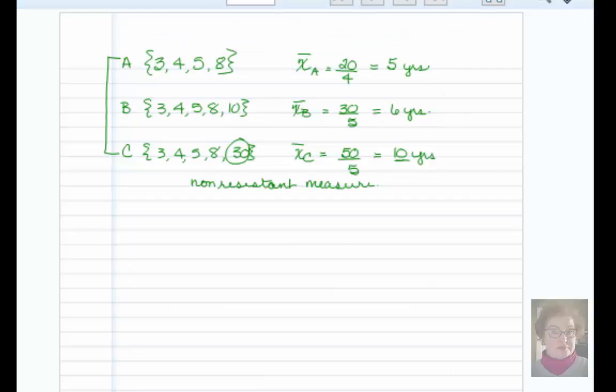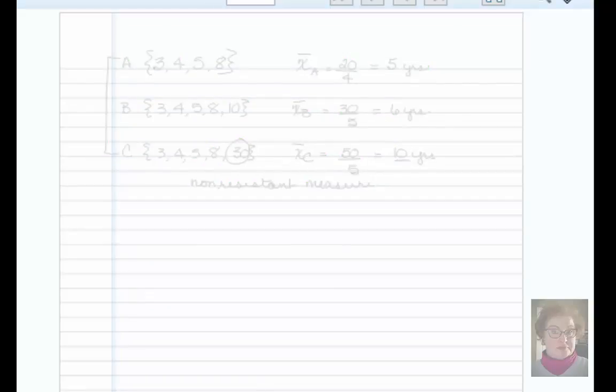So let's just look at an example of how the mean can be affected by outliers. Let's say I have 4 children in the room. I have a 3-year-old, a 4-year-old, a 5-year-old, and an 8-year-old. I want to find the mean of this data set. So this will be set A. So the mean of set A will be 3 plus 4 is 7 plus 5 is 12 plus 8 is 20 divided by 4. So the mean age is 5 years.